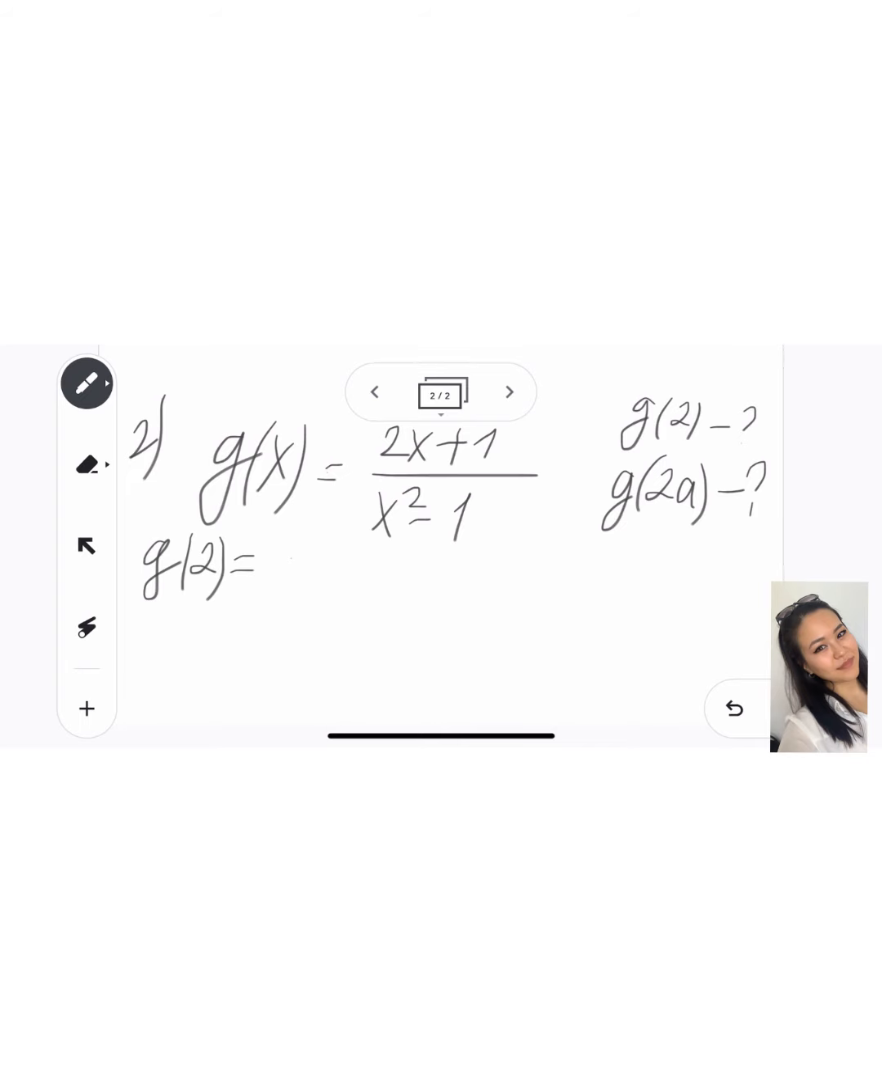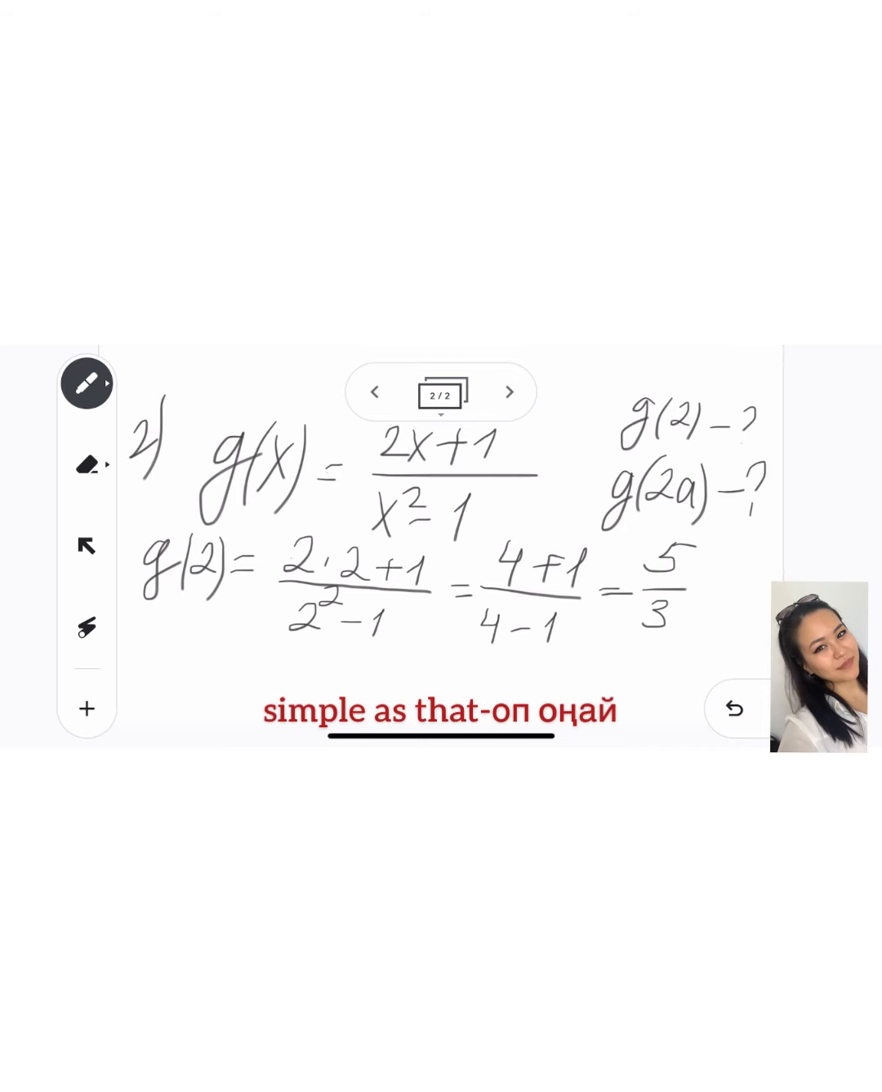We put 2 into the function. 2 times 2 plus 1 over 2 squared minus 1 equals, fraction, 4 plus 1 over 4 minus 1. 2 squared is 4. So it equals 5 over 3. Simple as that. So the next one is 2a.